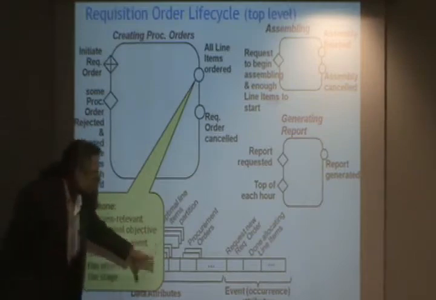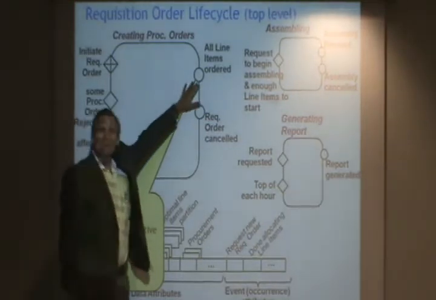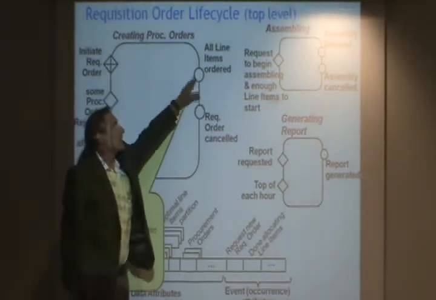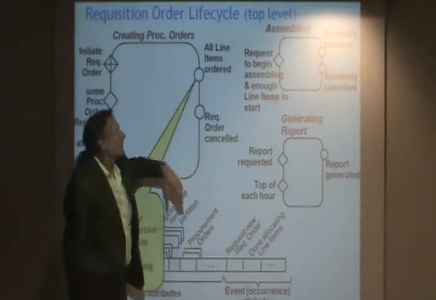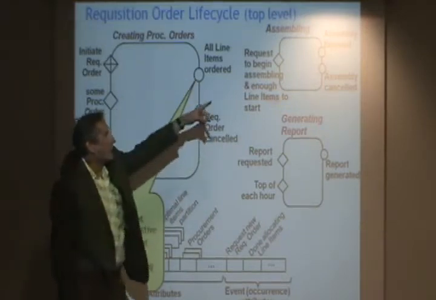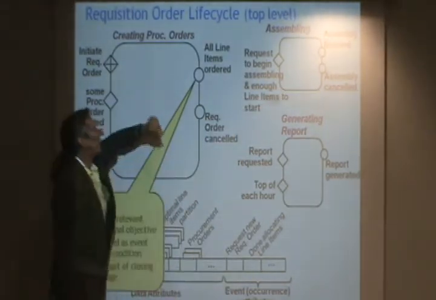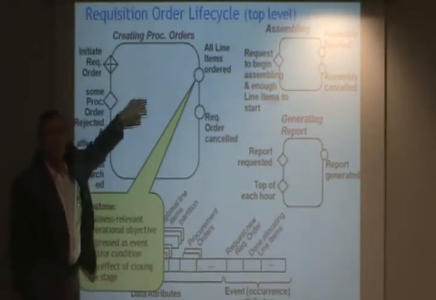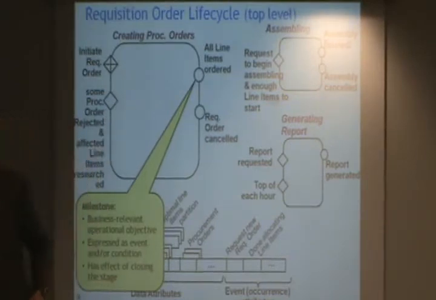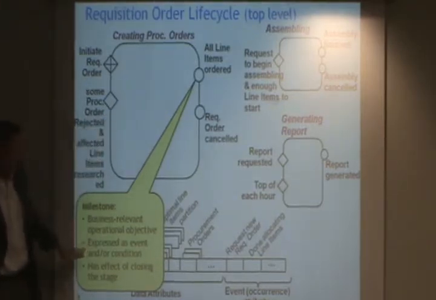So if I think about how the requisition order goes, one of the major things that I might try to achieve along the way is to get all of the line items ordered. Another thing I might try to achieve later on is that the assembly got finished. Okay. Now there'll be stuff inside with additional milestones to give me kind of like a hierarchical way of dealing with it.